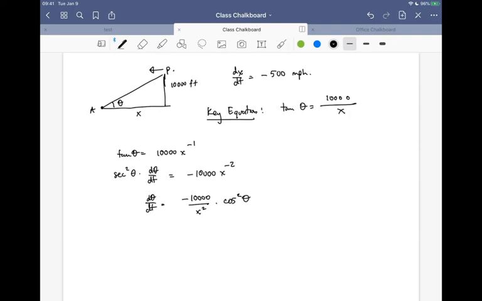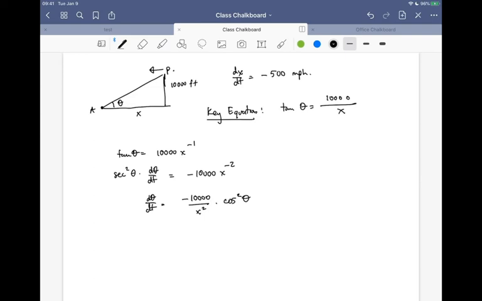Now, the reason that it's cos squared on the right-hand side is because remember that secant really is 1 over cosine. So if I divide both sides by secant squared, what I'm really doing is multiplying both sides by cosine squared. And so I can write it in that form there.